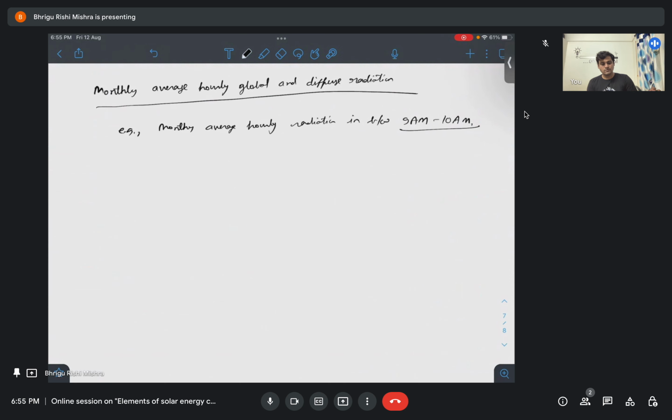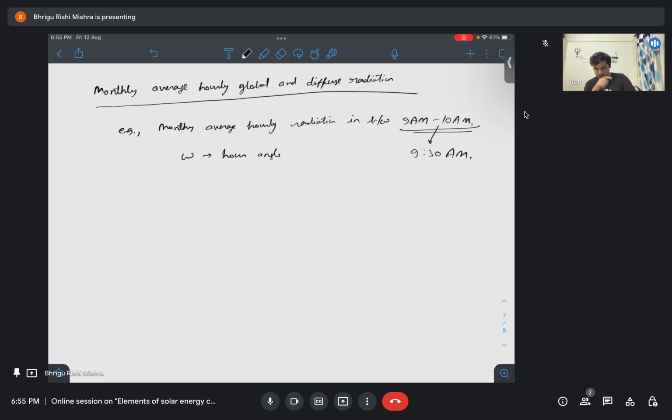Okay, so for the monthly average, we need to calculate omega, the hour angle. For calculating monthly average hourly radiation, we need to know the hour angle for that particular hour for which we are calculating the radiation. So for such a span, we consider the middle value, or the middle time. That means for 9 a.m. to 10 a.m., the time which we consider for our calculation will be 9:30 a.m.